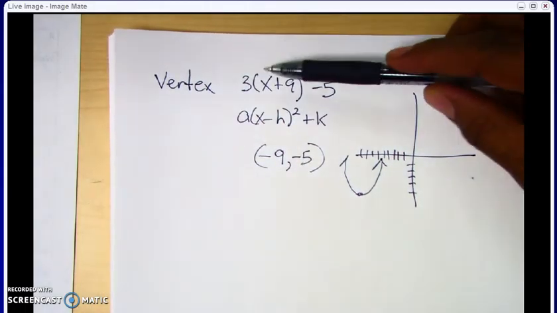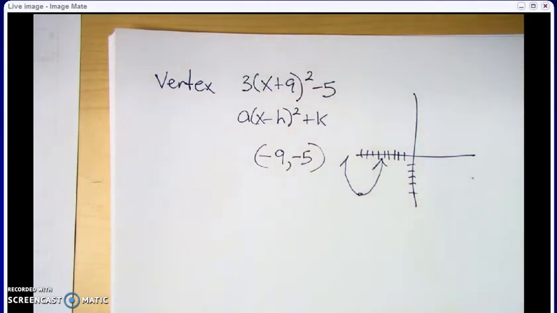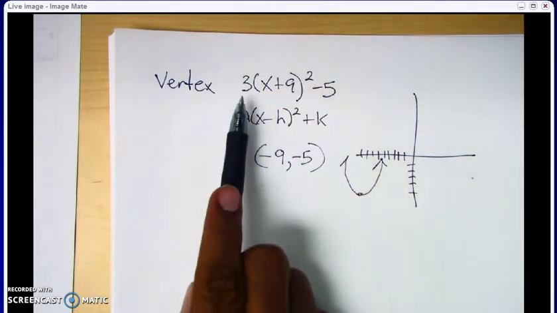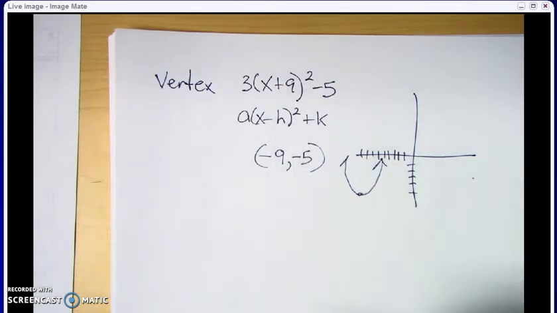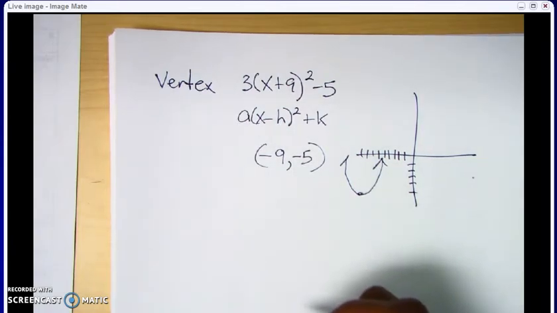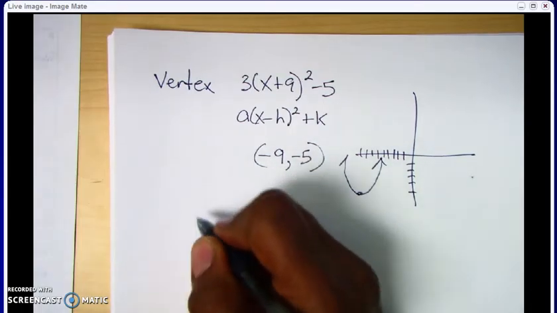Let's talk about this a value and how it affects the equation. This a value is your stretch or compression. So the larger the a value, the more of a stretch. And if it's smaller, like a fraction, 1/2, 1/9, 1/7, something like that, that's going to be a compression. Okay, so let me give you a few notes on stretch and compression.